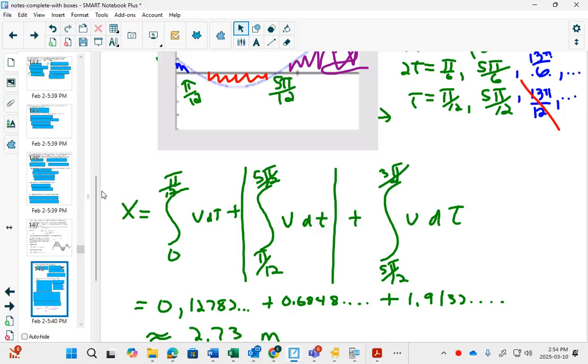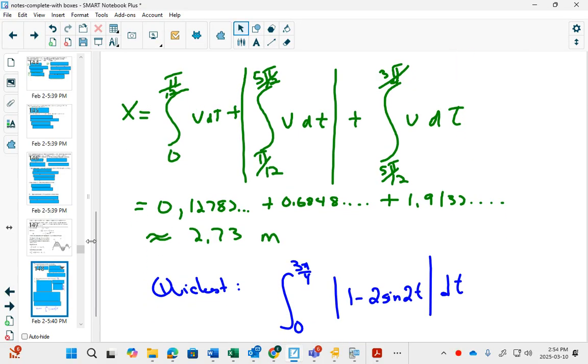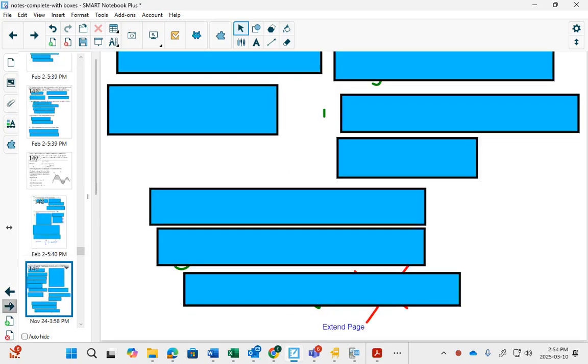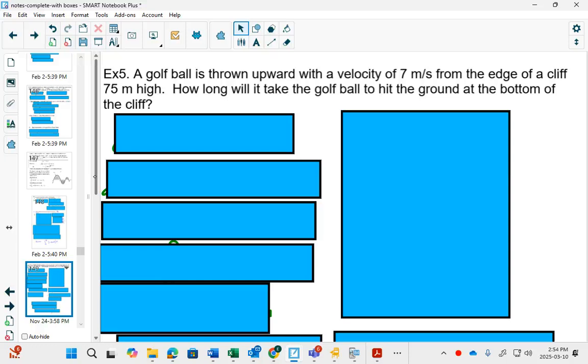So for those of you that have taken physics, just check. Are we all good? Almost? Okay. For those of you that have taken physics, you could solve this equation with the formulas that you know, if you have your formula sheet, or else maybe some of these you've memorized. But a golf ball is thrown up with a velocity of 7 meters per second from the edge of a cliff 75 meters high. How long will it take the golf ball to hit the ground at the bottom of the cliff?